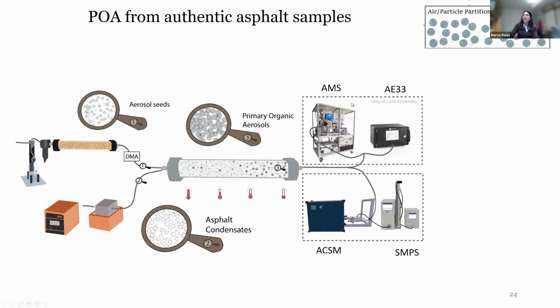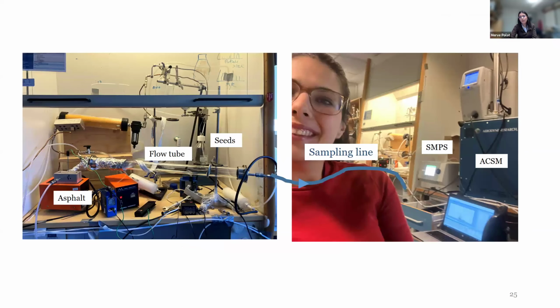And what we measure with is an AMS and ACSM. This measures the chemical composition of the aerosols. And then SMPS measures the size and the concentration. And this one measures the absorbance of the aerosols. This is what it looks like.